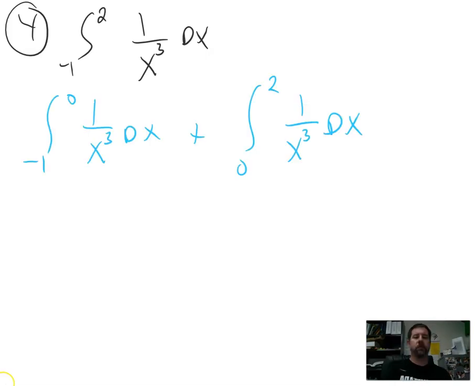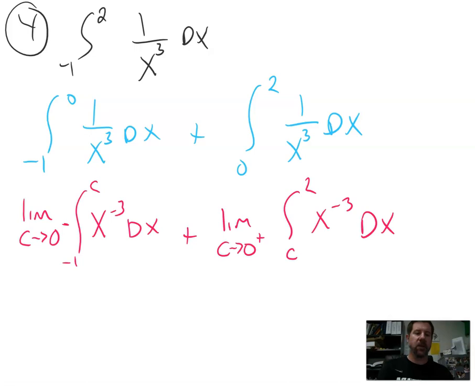So, step 1, split it up at the asymptote and write your 2 different integrals, and then you're going to rewrite it using the proper notation. So, the limit as c approaches 0 from the left, since your asymptote is at the end of your interval, you've got to approach from the left. Integral from negative 1 to c of x to the negative 3rd dx, plus the limit as c approaches 0 from the right, since the asymptote is on the left-hand side now, I'm going to approach from the right, integral from c to 2 of x to the negative 3rd dx.